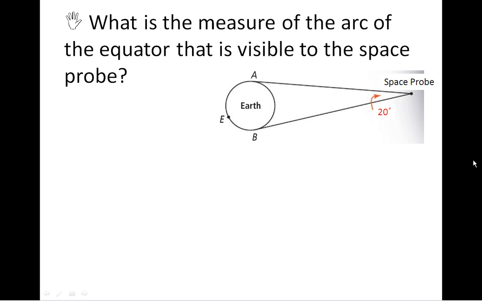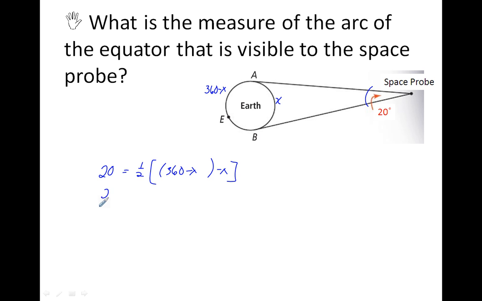If we look at another example, this time the angle is 20 degrees. We still want to know the measure of the part that is visible to the probe. So this part is going to be x. This part is going to be 360 minus x, just like we had before. Again, it's outside, so it's 1/2 of the difference. So 360 minus x minus x. So 20 is 1/2 of 360 minus 2x.